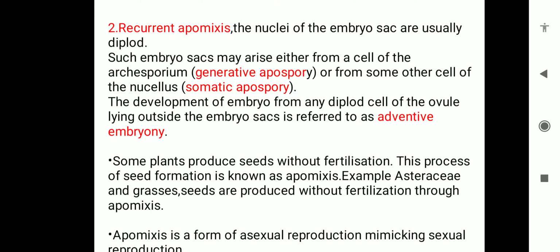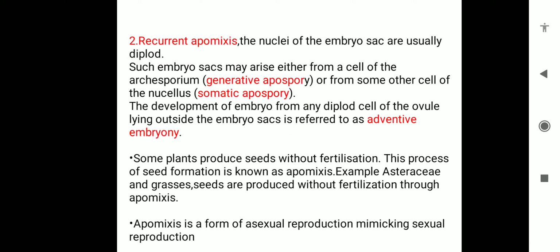Adventive, remember the name adventive. We know that some plants produce seeds without fertilization, and this is the point from your NCERT book. Again, I am explaining this. This process of seed formation is known as apomixis. Example: Asteraceae and grasses. So, what is apomixis? It is a form of asexual reproduction mimicking sexual reproduction. It seems like sexual reproduction, but it is actually asexual reproduction.